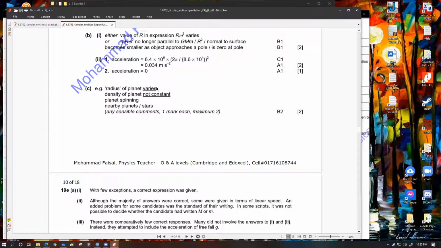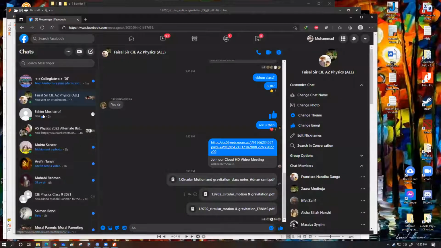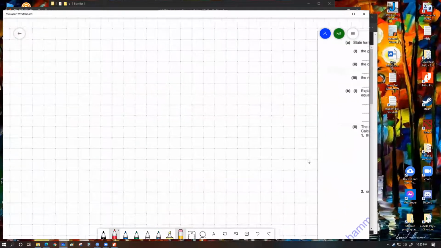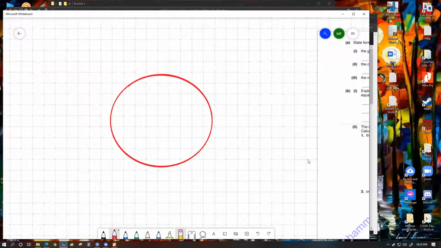Radius of the planet varies. This is a single point. The second point says the density of the planet is not constant. This actually means, let me just draw something for you, so I'll be able to make better sense. Density of the planet not consistent means what? Have a look. If we have a spherical planet of uniform density, then we can consider that its mass is actually concentrated at its center perfectly, because we'd have the same type of gravitational field with inward arrows. So that's going to work just fine.